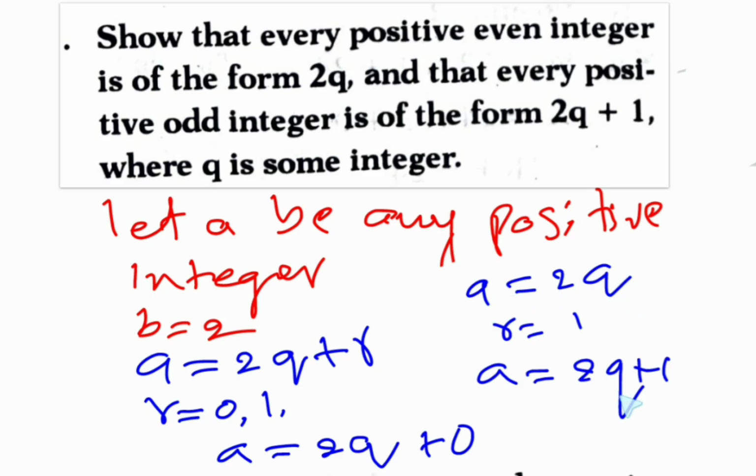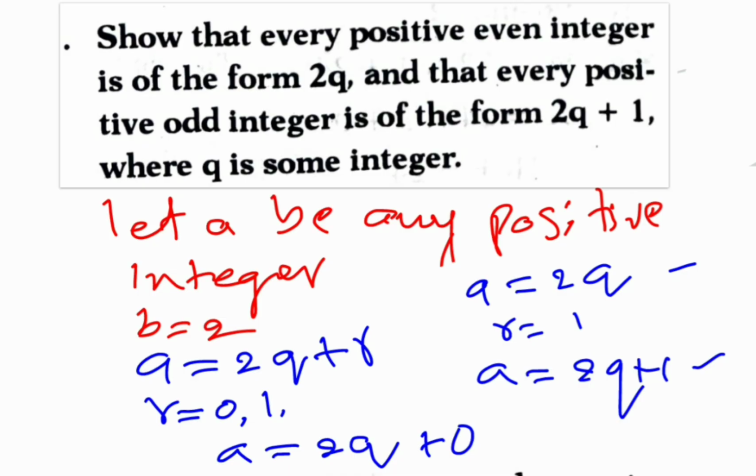If you take q equal to 1 in a equals 2q plus 1, we will get 2 into 1 plus 1, that equals 3. And if q equals 2, 2 into 2 plus 1 is 5. That is 3, 5, 7, we will get a equal to 2q plus 1. So it is an odd integer and 2q is an even integer. Therefore a positive integer can be either even or odd.